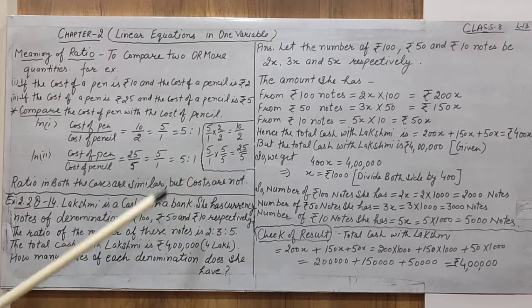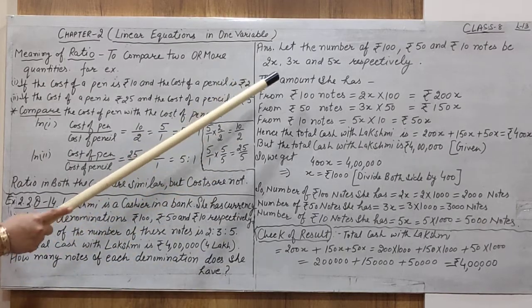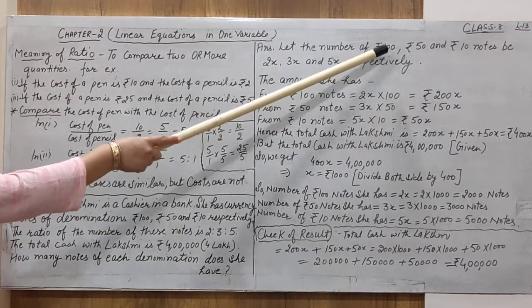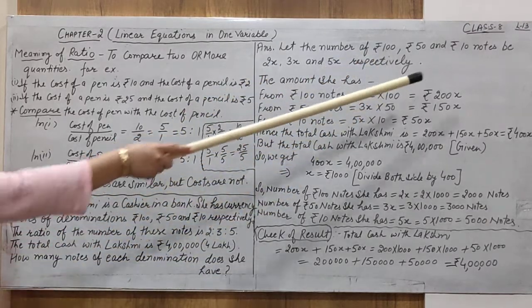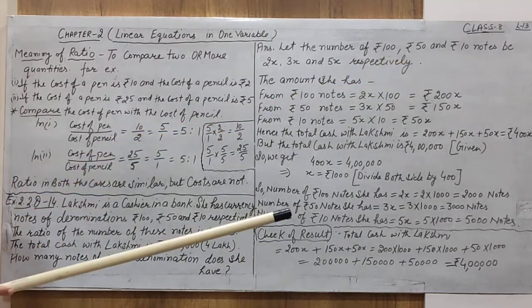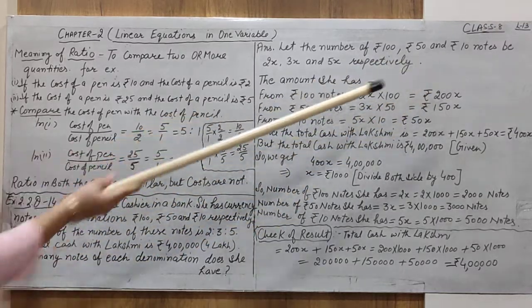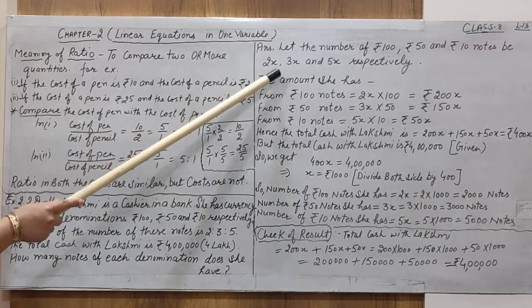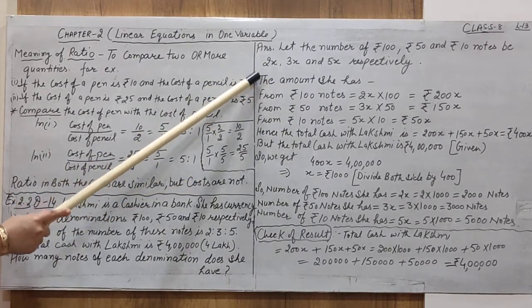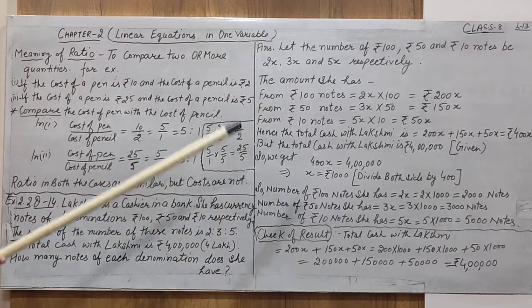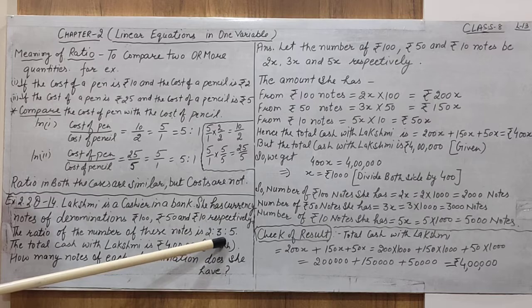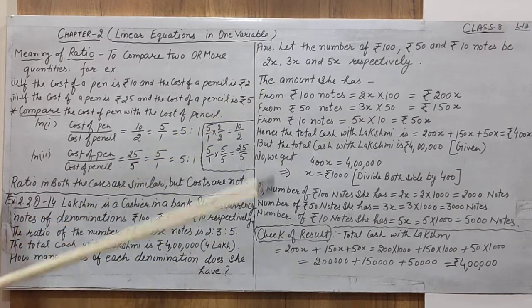This similar pattern we are going to use here, because we don't know how many notes are there for 100 rupees and how many notes are there for 50 rupees and how many notes are there for 10 rupees. So we are going to use x. X gives us the exact number of notes. By taking x, we can change this ratio into values.